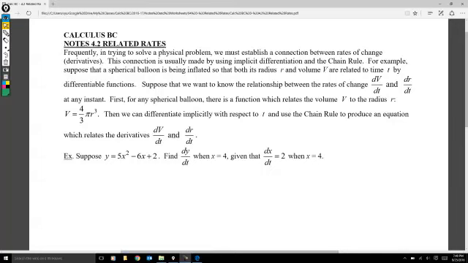What's up? We're talking about related rates today. Related rates is an application of implicit differentiation. So we're taking what we know about implicit differentiation and applying it to word problems now.